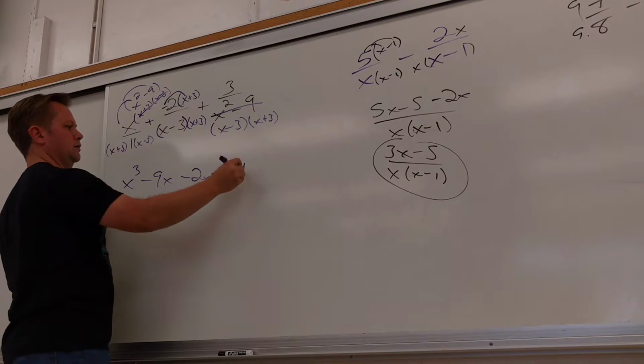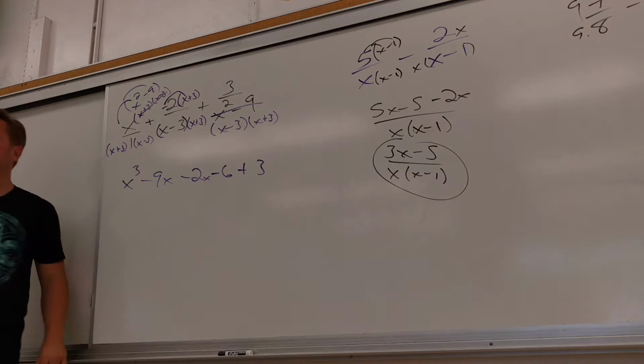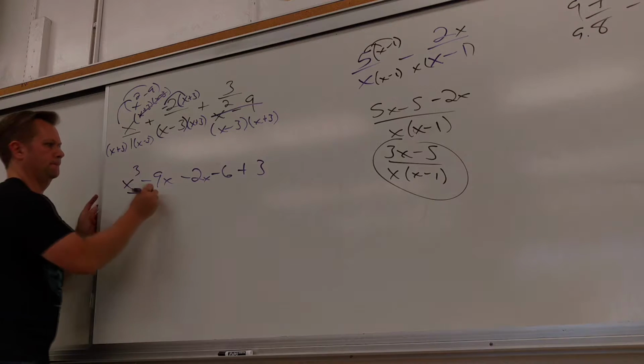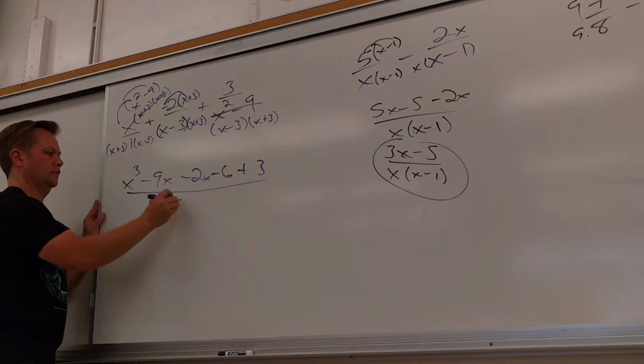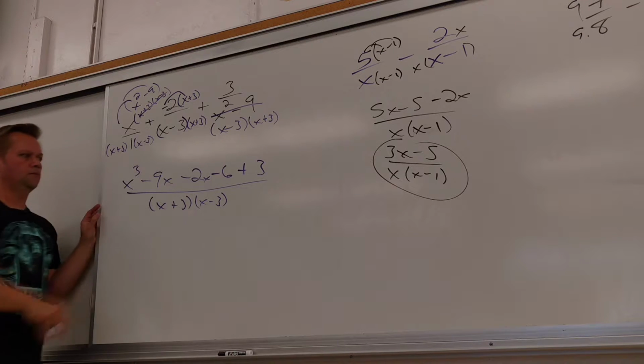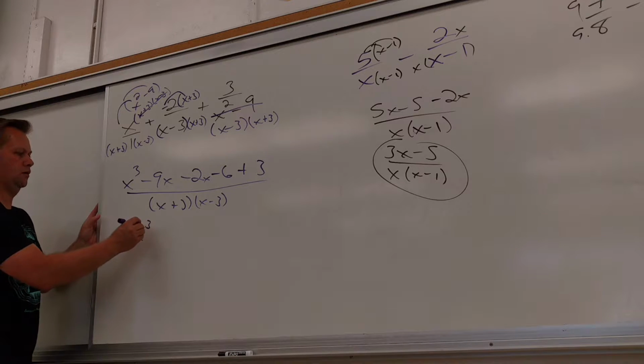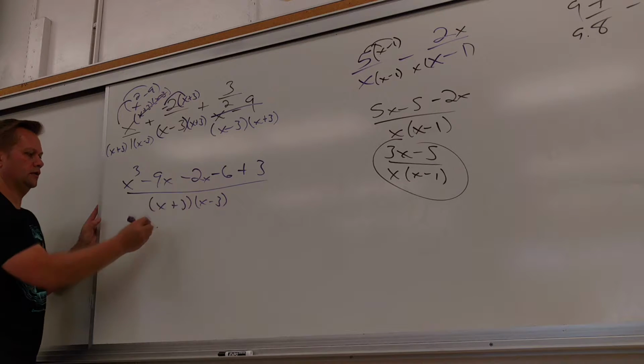And of course, this guy, he had everything. Isn't that nice for him? Plus 3. So it's all over x plus 3. Kick-ass. And now it's just put your like terms together. What do you get? You get x cubed minus 11x.